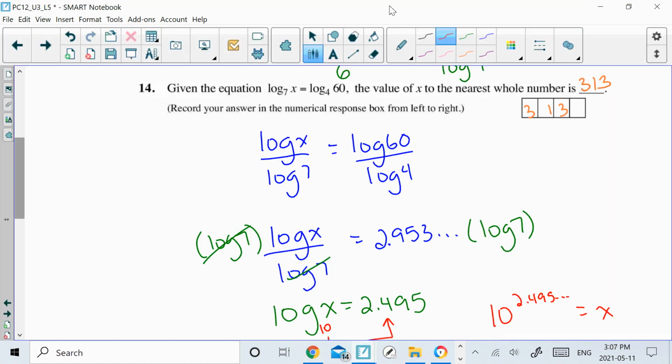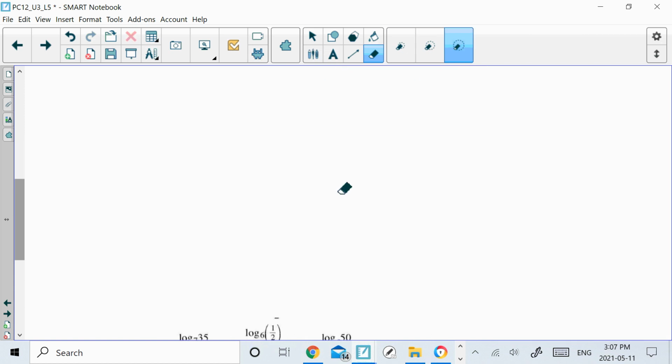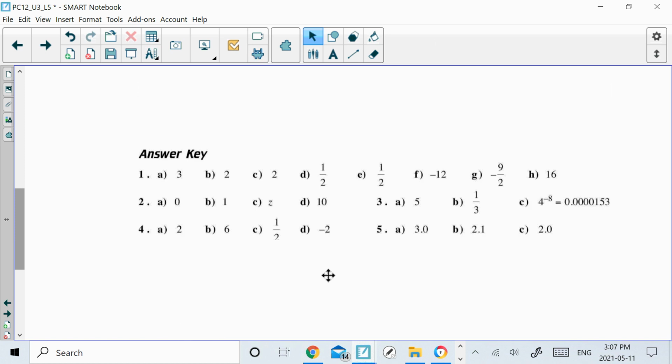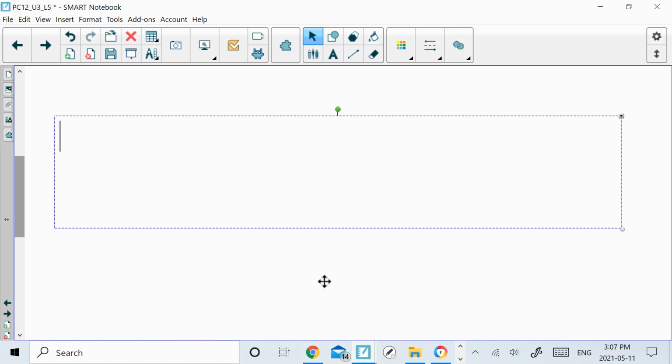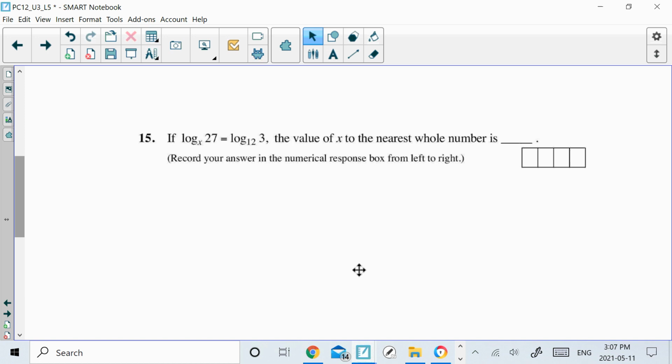All right, let's look at the last homework question, which is 15. So I'm just going to move this out of the way. Okay, so here's question 15. Again, I'm going to show you two methods in order to do this. What they've given us is the log base x of 27 is equal to the log base 12 of 3.